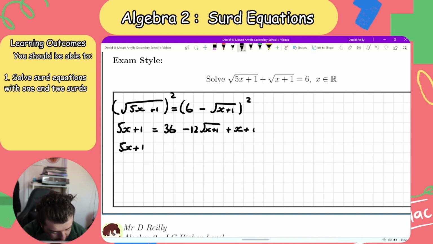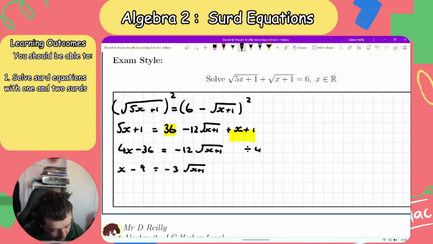So 5x plus 1 equals, no, skip this up here. So bring these terms over to the left. I'm going to have 4x minus 36 equals minus 12 root x plus 1. Can I simplify it for myself? I can indeed. I can divide both sides by 4. So that'd be x minus 9 equals minus 3 root x plus 1. So maybe just make the squaring process easier for myself.